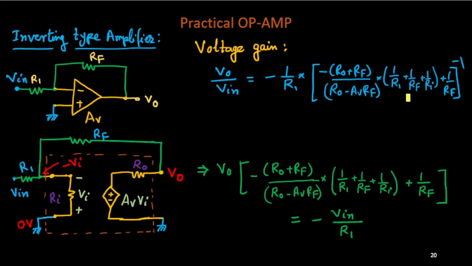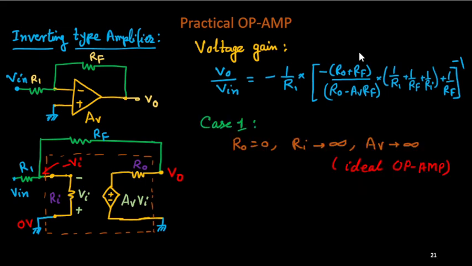So this is a little bit complicated, but let us try to understand whether this equation is giving you some good idea or not. So case 1, we will consider that it is nothing but the ideal one. Ideal means, what is this? This R naught is 0, Ri is infinity, and Av is infinity. Okay. So if we put Av equals infinity, this term, which is finite, will become infinite. Some finite by infinite will become 0. So this term will become 0. So everything will become 0. This part will become 0.